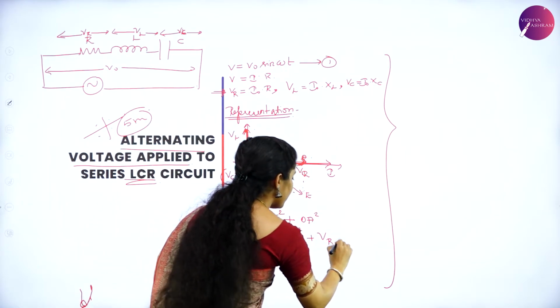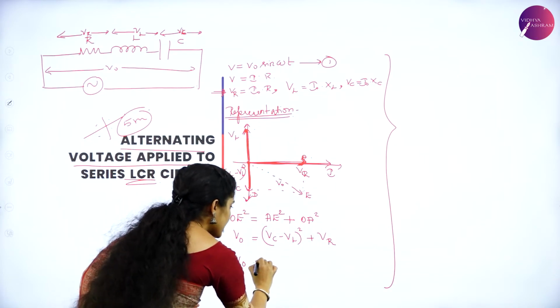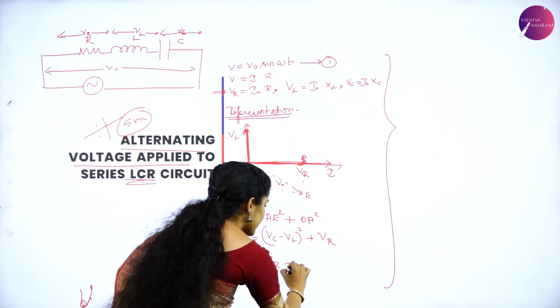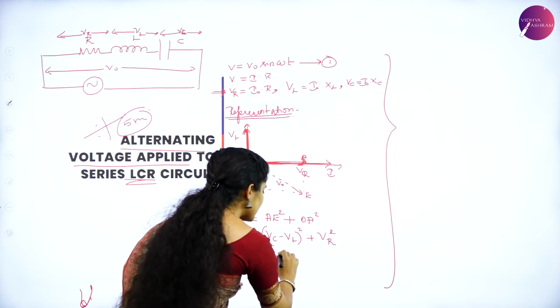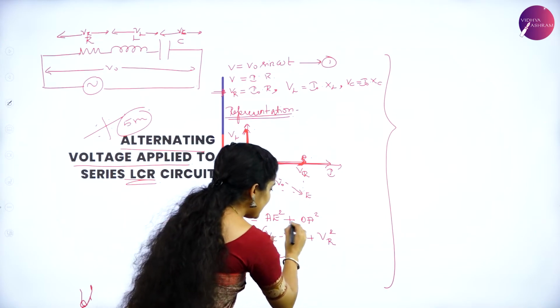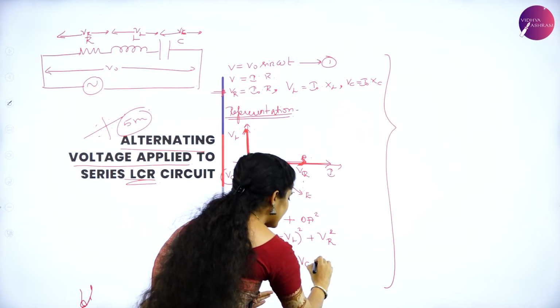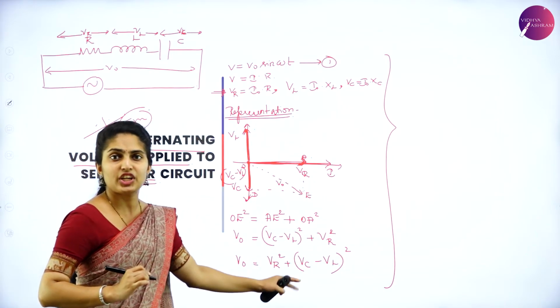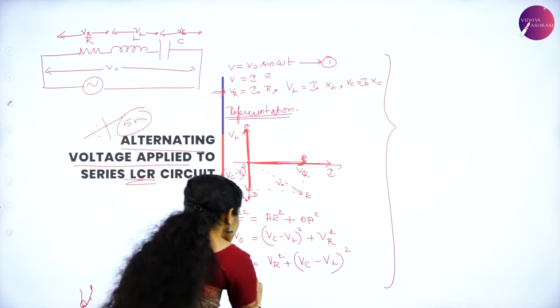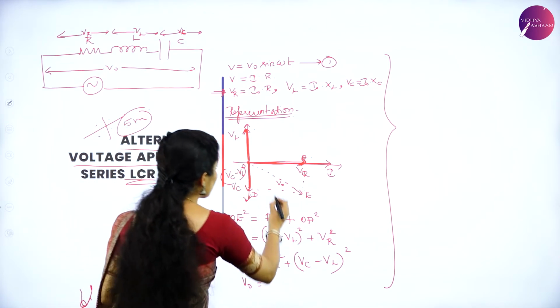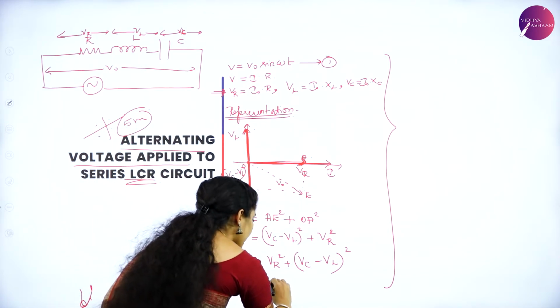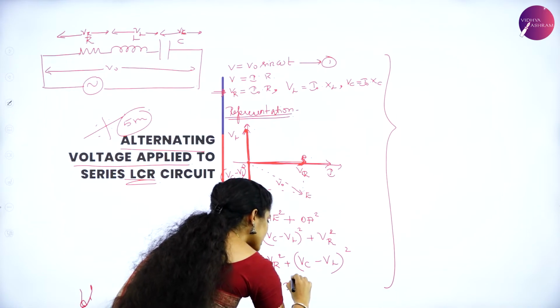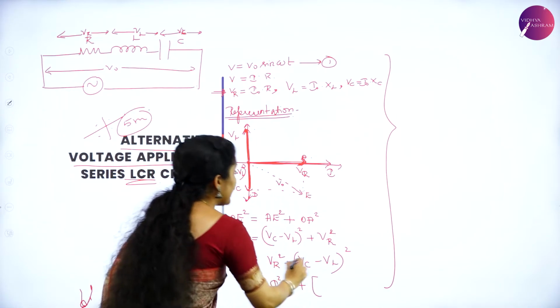So V naught is equal to VR square plus VC minus VL the whole square. For your convenience, you can change the things and write it. So V naught is equal to, what is VR? VR is I naught into R, so I square into R square, plus what is VL?